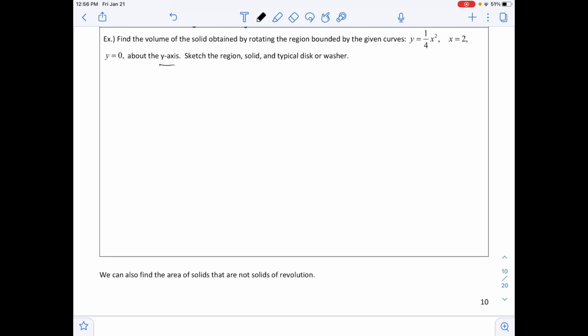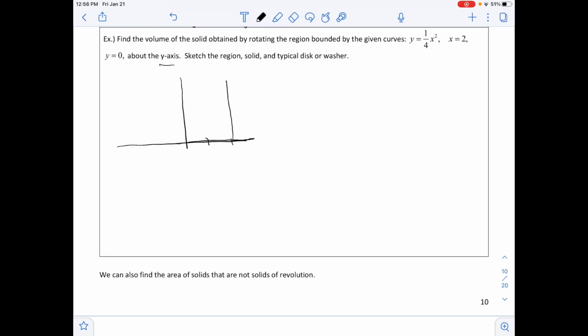Since we're rotating this around our y-axis, I'm going to make sure to leave some space as I draw this to reflect over there on that other side of my graph. So sketching this, we have the line x is equal to 2, and we have the line y is equal to 0. And also remember that we are dealing with that positive region in here.